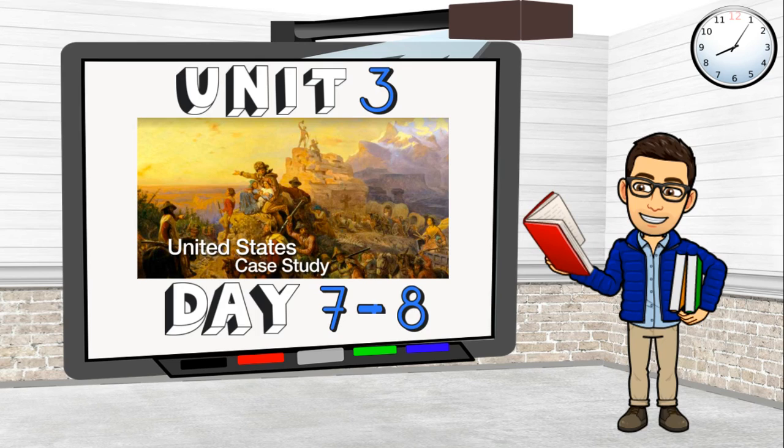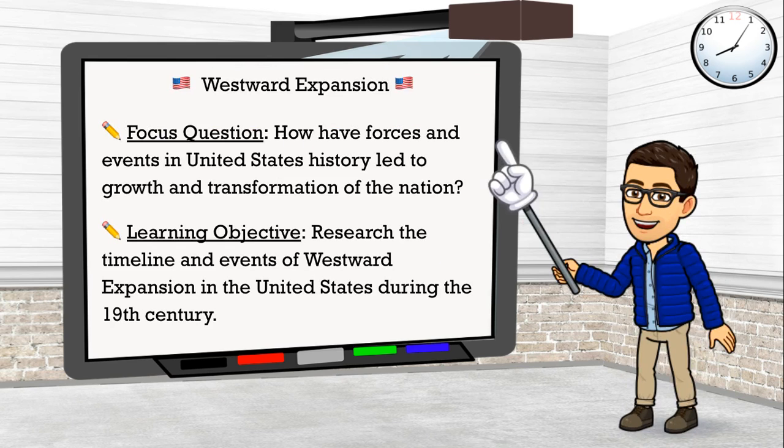Today, we will be looking at Unit 3, a United States case study, and our Day 7 through 8 lesson. The topic for this lesson is westward expansion. Our focus question is how have forces and events in United States history led to growth and transformation of the nation? Our learning objective is to research the timeline and events of westward expansion in the United States during the 19th century.